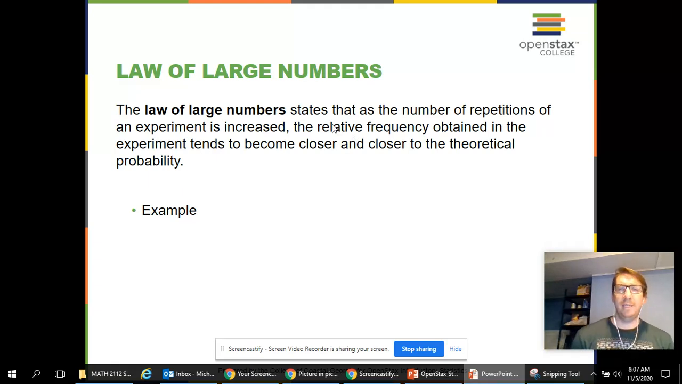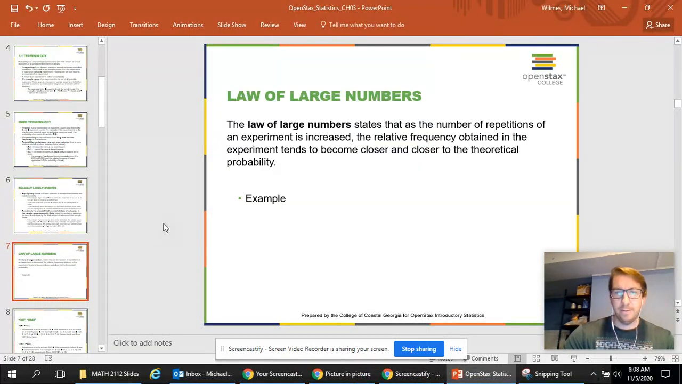The law of large numbers states that as the number of repetitions of an experiment is increased, the relative frequency obtained in the experiment tends to become closer and closer to the theoretical probability. So relative frequency is keeping track of all of our data as we're running an experiment. Theoretical probability is what should happen. Back to my coin flipping example, if we flip a coin 10 times, we might get 4 heads, 6 tails, but if we flip a coin 1,000,000 times, it's going to take us a lot closer. In fact, maybe I'll pause this and show that.